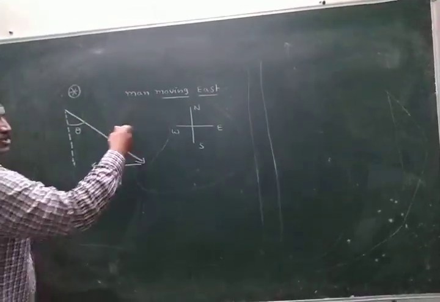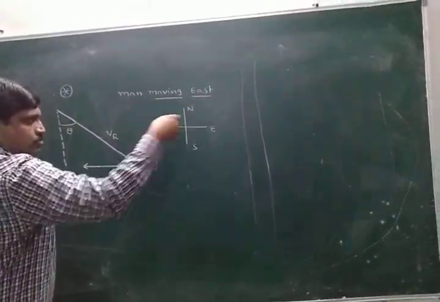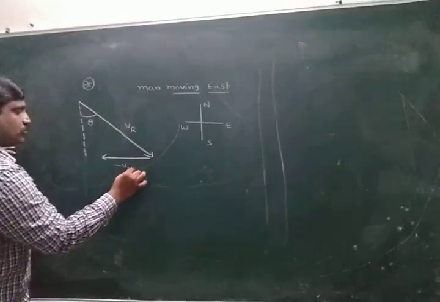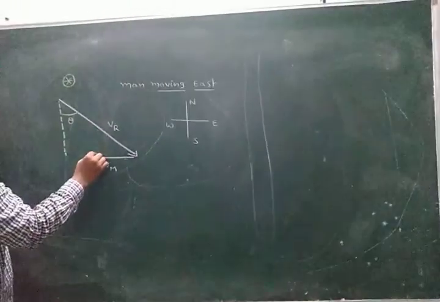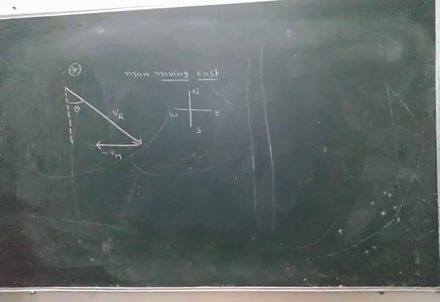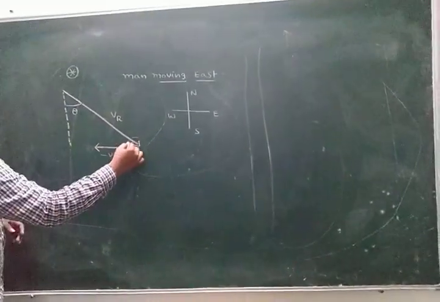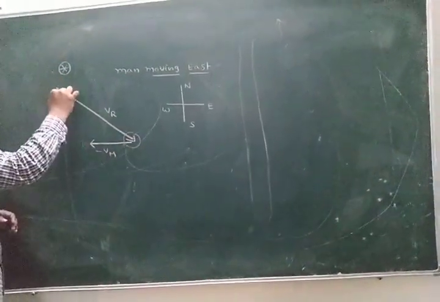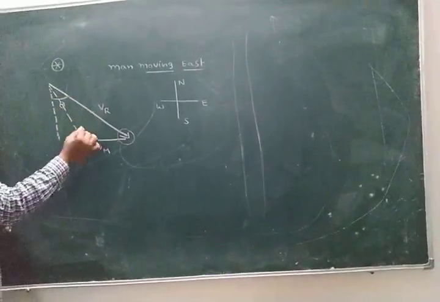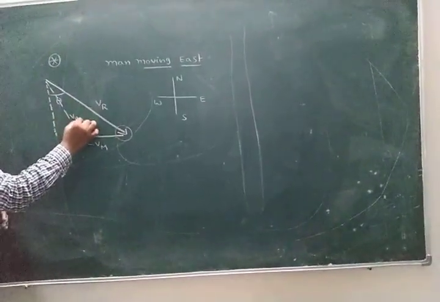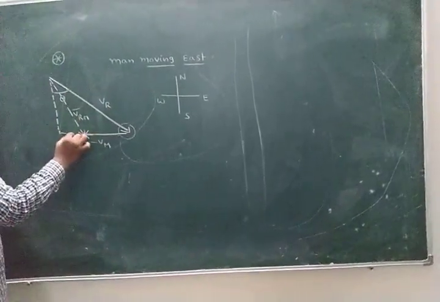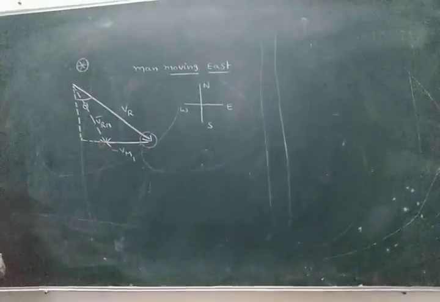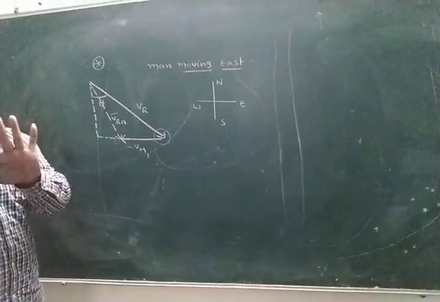Actually, the man is moving eastward, but we assume the man moving westward because this motion is relative motion. Okay? One body compared to the other body. This is the first vector, final. This is the second vector, initial. This is called relative velocity. This is denoted by Vrm bar. Okay? Look here. Here the man's speed is Vm1. Do you understand?